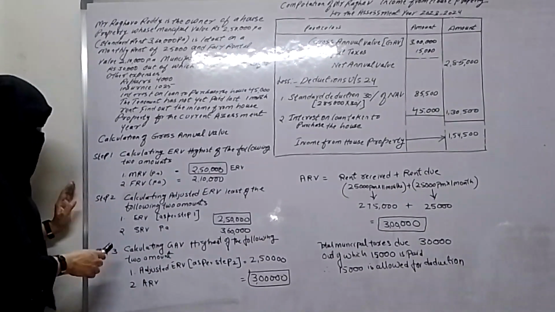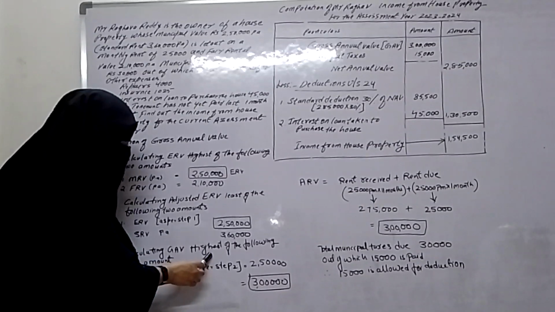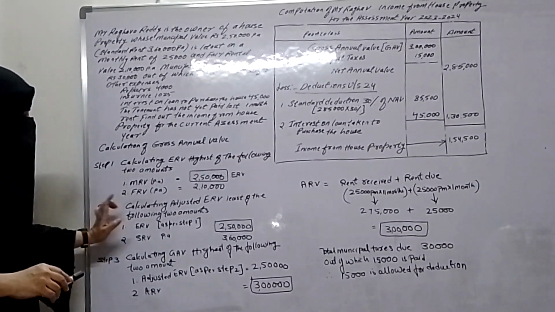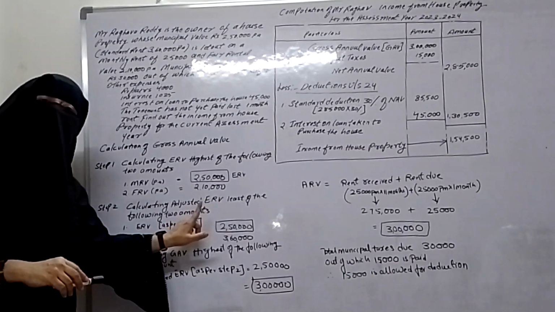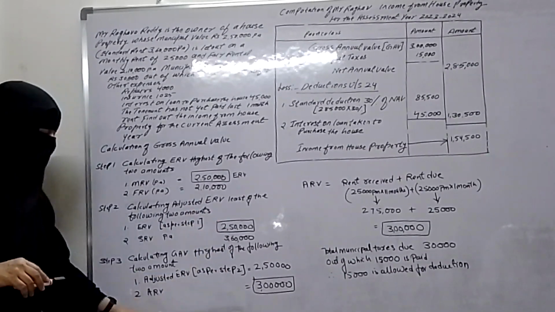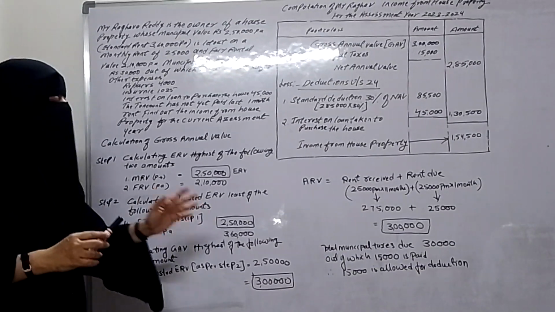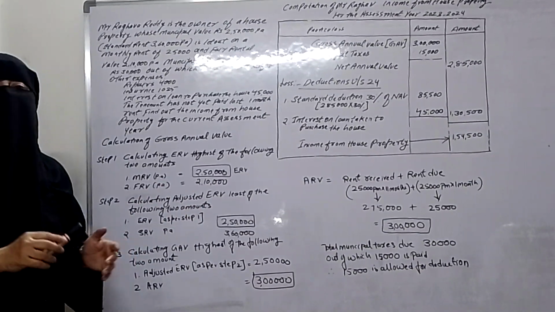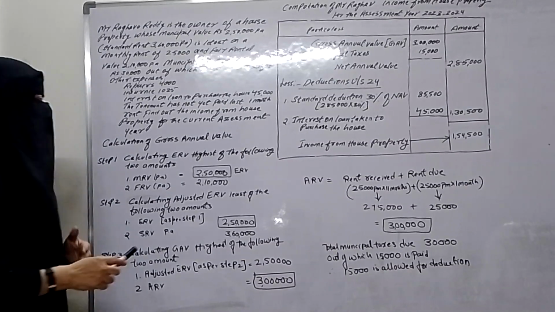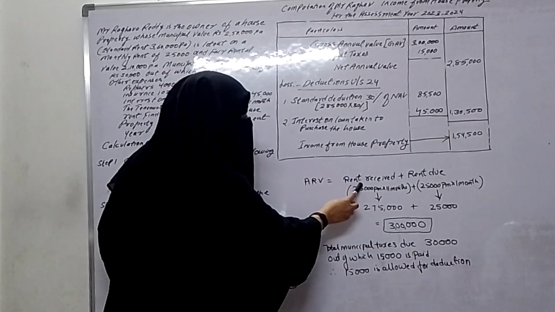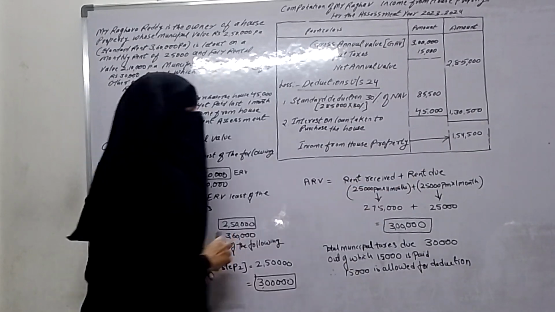Now afterwards, step 3, calculating gross annual value, the higher of the following two amounts. Number 1, adjusted ERV as per step 2, and number 2, ARV, actual rental value. Now separately we have to find the actual rental value, ARV. For ARV, the formula is rent received plus rent due.